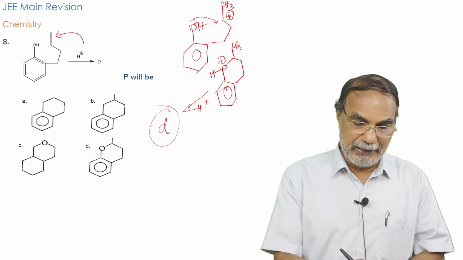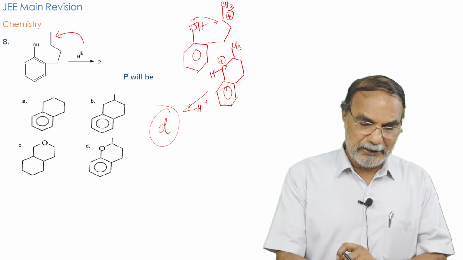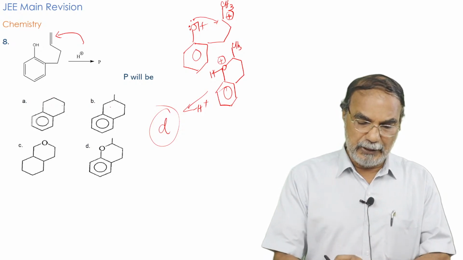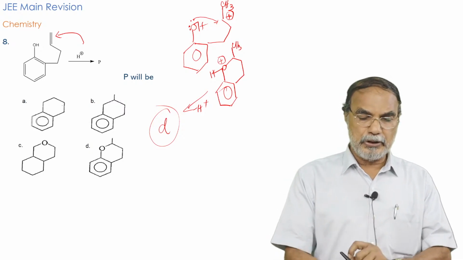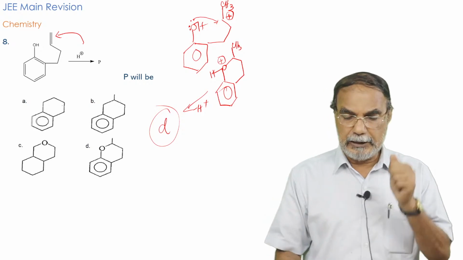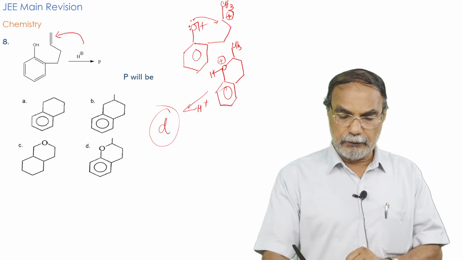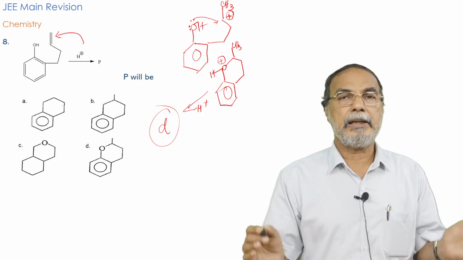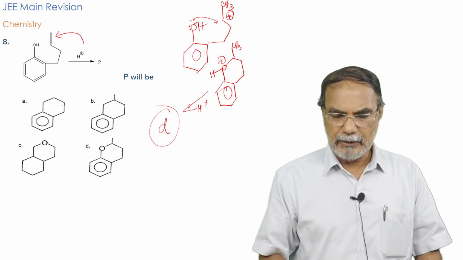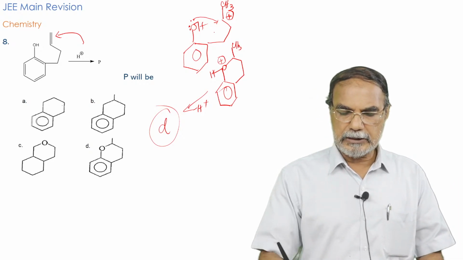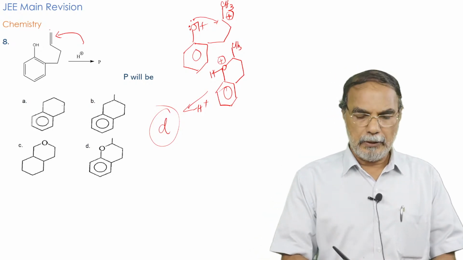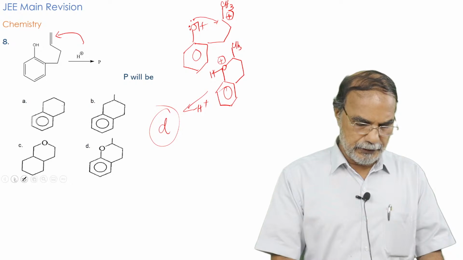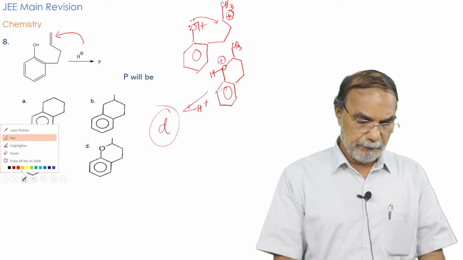In A, there is no oxygen atom, there is no methyl group. In B, you have only a methyl group, no oxygen atom. In C, you have only the oxygen atom, no methyl group. And therefore, D is the only structure where you have a methyl group and an oxygen atom, so that D is the most probable answer, and that has been explained by this reaction. It is pretty simple. Addition of proton to the double bond followed by cyclization. Okay.